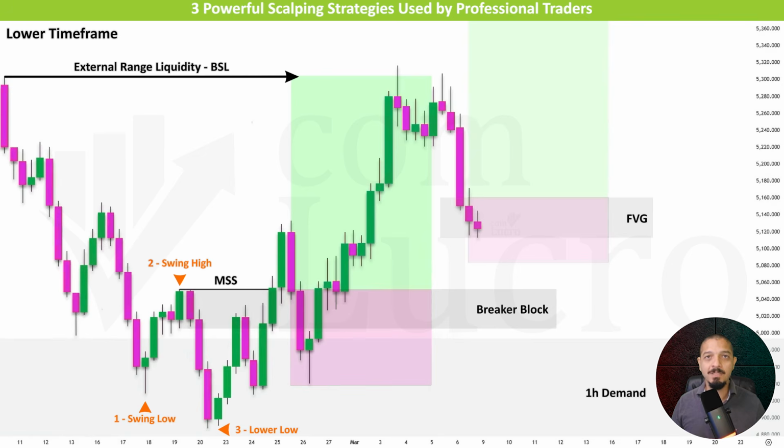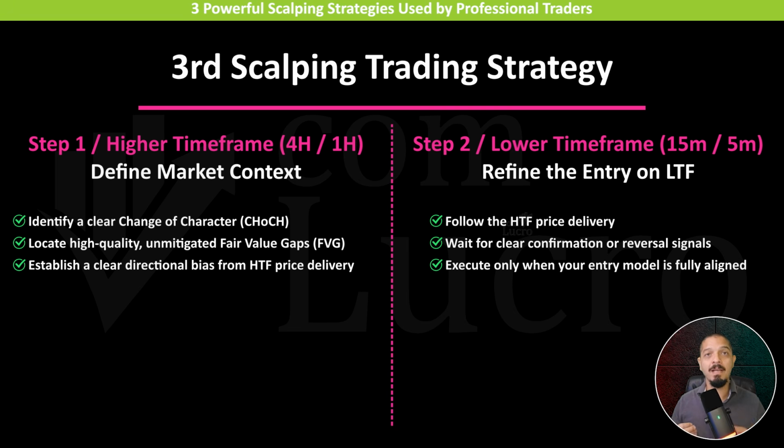From there, place a buy limit order at the highest point of that fair value gap, with the stop loss positioned a few pips below the most recent swing low. On the bearish side, the same logic applies, just in the opposite direction. With that covered, let's move on to the third scalping strategy.